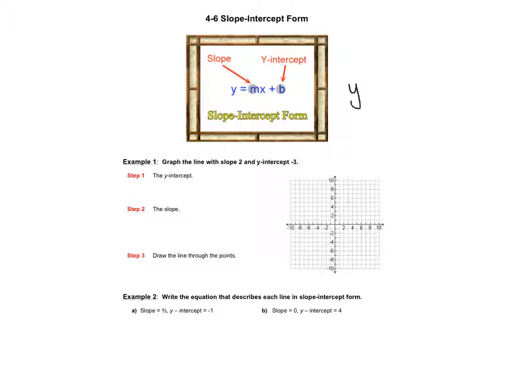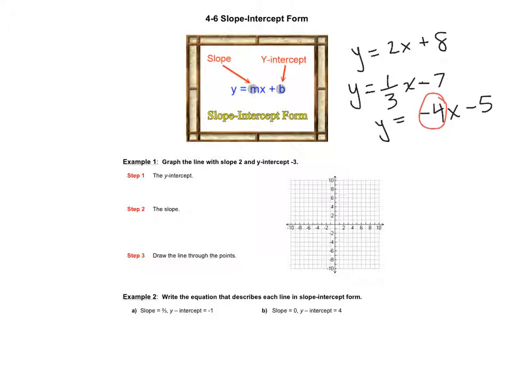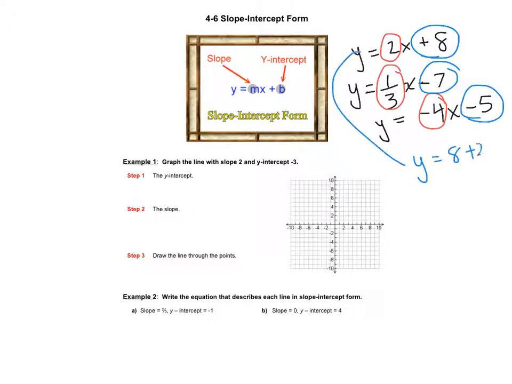You fill in m for slope and b for intercept. So your equation will always be something like this: y equals 1/3 x minus 7, or y equals 2x plus 8, or y is equal to negative 4x minus 5. The m is the number that's being multiplied to the x, such as these, and the b is that constant that does not have a variable. Remember that you could rewrite it. So for example, this equation could be y equals 8 plus 2x, where the m is still the 2 and the b is still the 8.